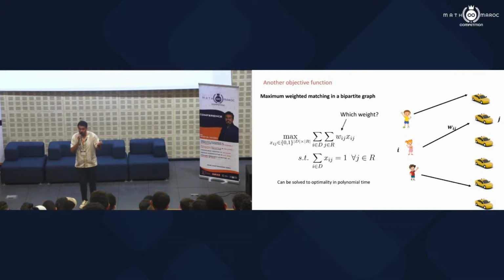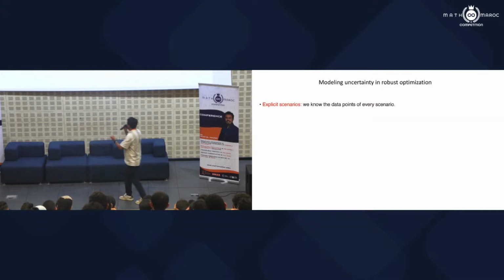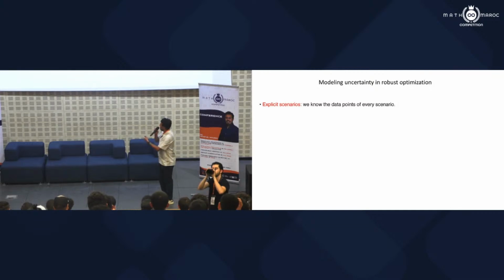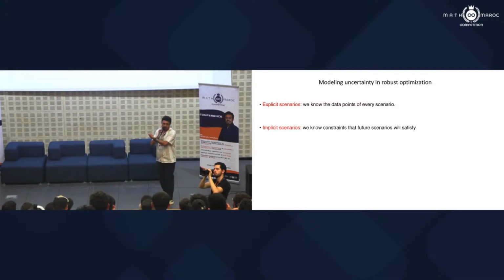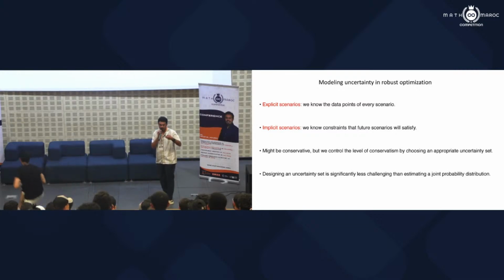And the goal of the optimization problem is to hedge against the worst case scenario. So you can give the scenarios as explicit scenarios, or you can give them as implicit scenarios where the future scenarios will be satisfied through some constraints. You're going to understand that in the next slide once I go into more detail. So as I said, robust optimization is more conservative than the stochastic approach than using probabilities, but it's easier in the sense it's easier to construct scenarios than constructing probability distribution.